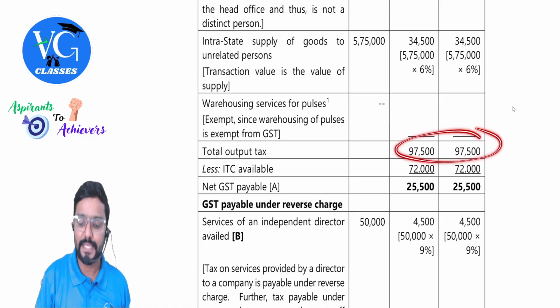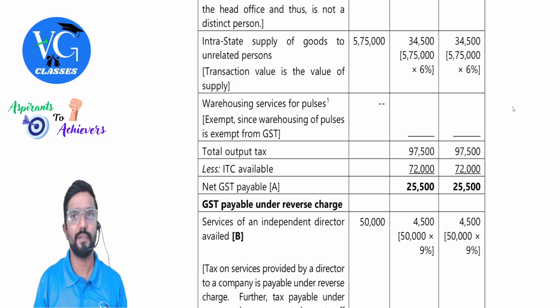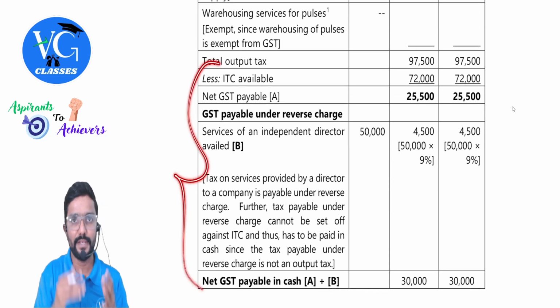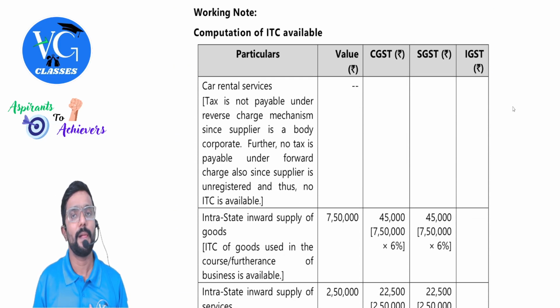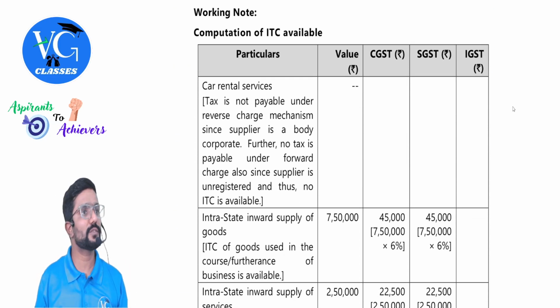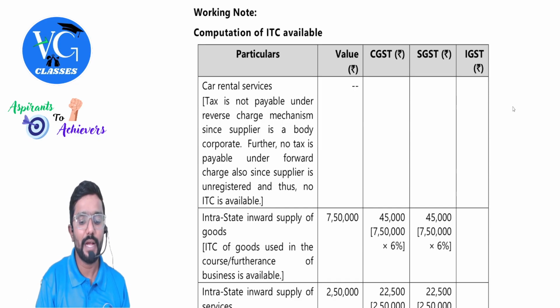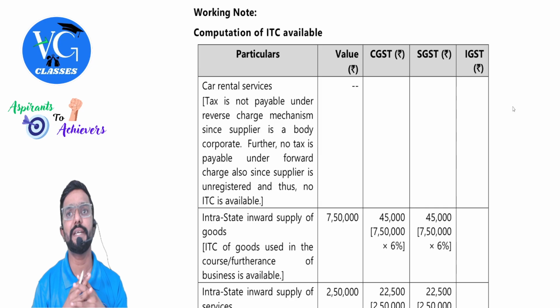Next, total output tax is 97,500, 97,500. Leave necessary space, guys. Leave around a few lines and go and calculate ITC first. After this, once you are done with output tax, go and calculate ITC. Car rental service. Sir, is it taxable under RCM? Or is input tax credit applicable?